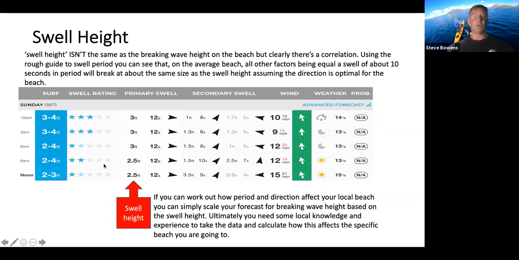Swell height is not the same as wave height. But you can see that this is saying the swell height is 2.5 foot at 12 seconds. And because it's more than 10 seconds, that's going to give us waves of about 2 to 4 foot. So the swell height is the height of the waves out in deep water. The wave height, which is this bit in here, is what the mathematical prediction is saying that the waves will be like on the beach, if that makes sense to you.